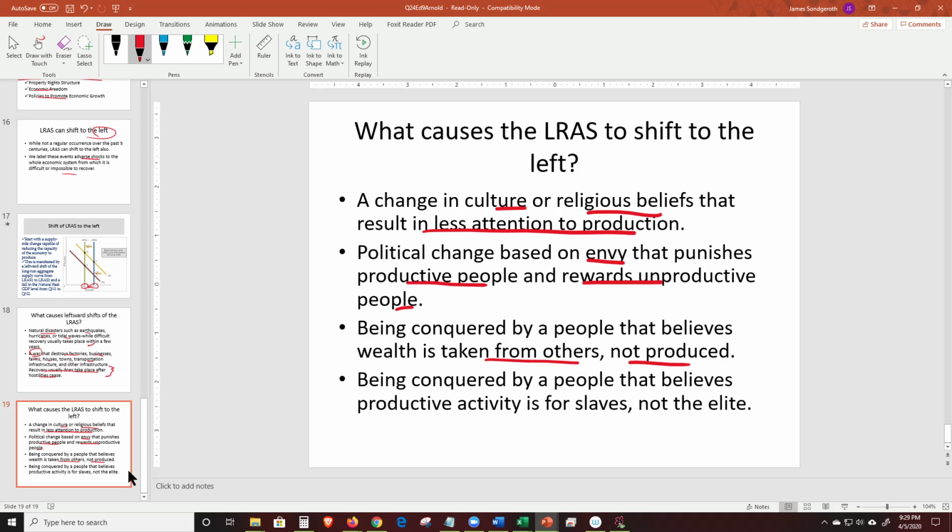In other words, you're just stealing it from people, although people will just stop producing it because they know it'll just be stolen from them. It's sort of like up here, similar, or being conquered by a people that believes productive activity is for slaves, not the elite. These are not prosperous societies. So all of these can happen and have happened in the history of the world. Let's pray that it doesn't happen to us here in the United States, okay? Or any other part of the world.